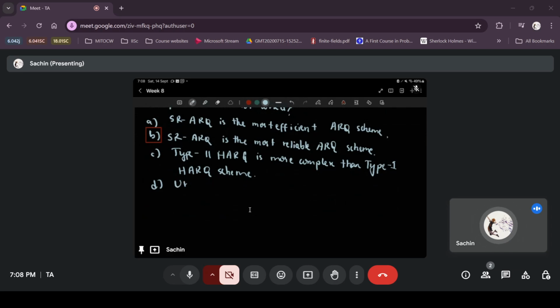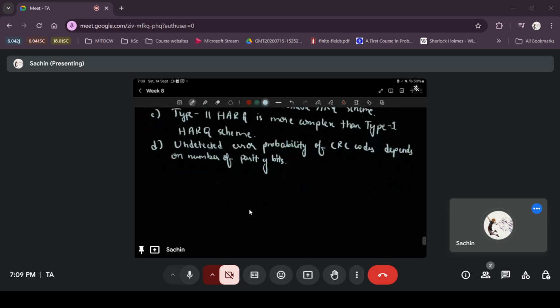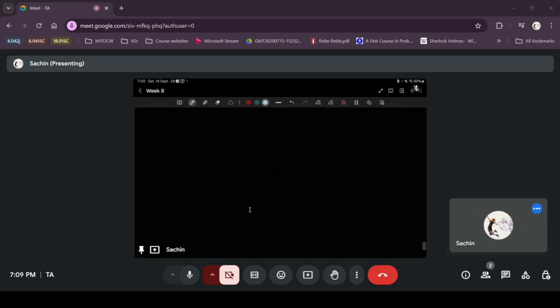Part D: the undetected error probability of CRC codes depends on the number of parity bits. That's also a true statement. All right. The next three questions are not theoretical, thankfully.